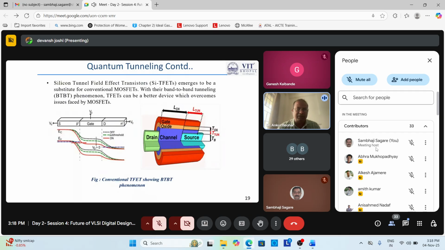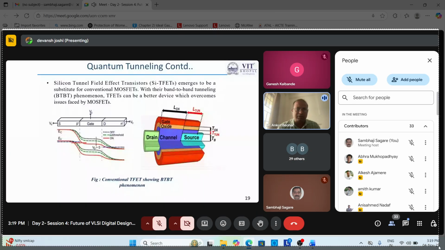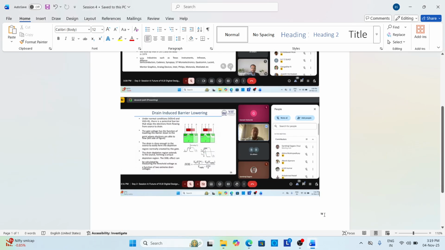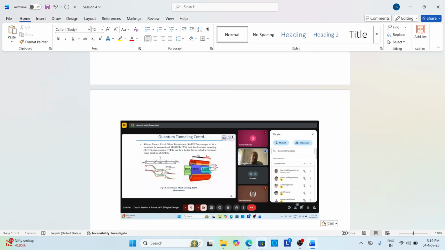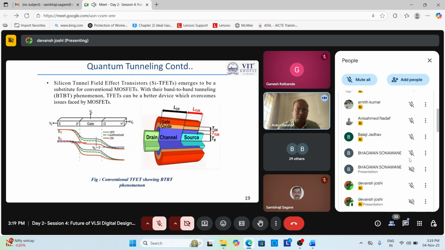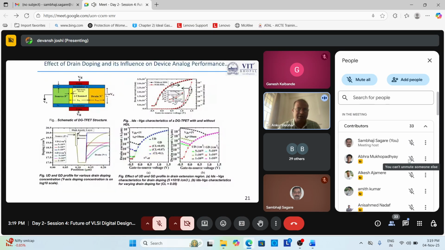So in a few pieces of literature here, you can see how the silicon TFET and the other conventional MOSFETs are compared with their band-to-band tunneling phenomena, and they can work as a better device which overcomes the issues faced by MOSFETs. So they did different optimization techniques. Suppose you can see here the overall channel length has been built using two different materials, and the channel length and the tunneling length have been extended a little bit. So this is the quantum tunneling process where band-to-band tunneling occurs between the source and channel, and the charge carrier will flow to the valence band of the channel.